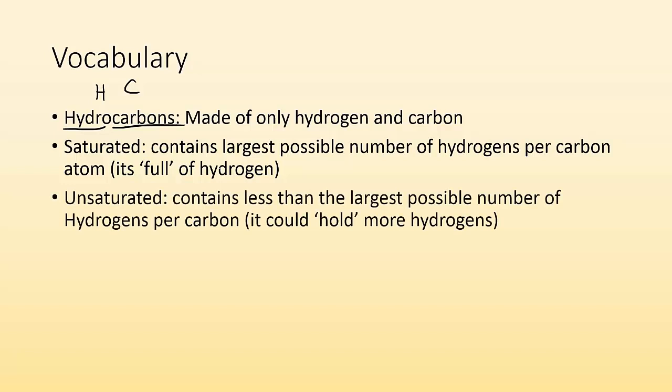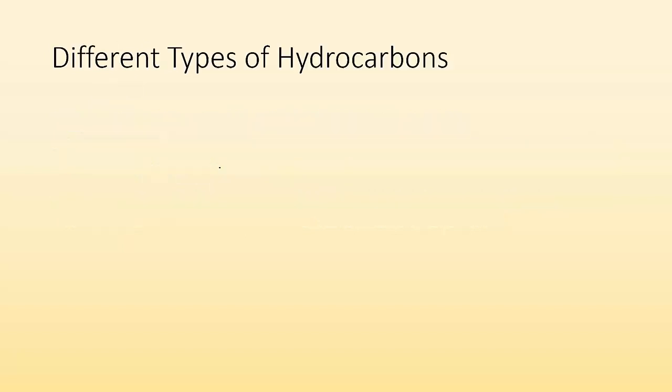And then we have unsaturated, which means the opposite. It contains less than the largest possible number of hydrogens per carbon. It could hold more hydrogens. You can add more hydrogens. There's still more room. It's not maxed out with hydrogens. That's unsaturated. All right, so different types of hydrocarbons.